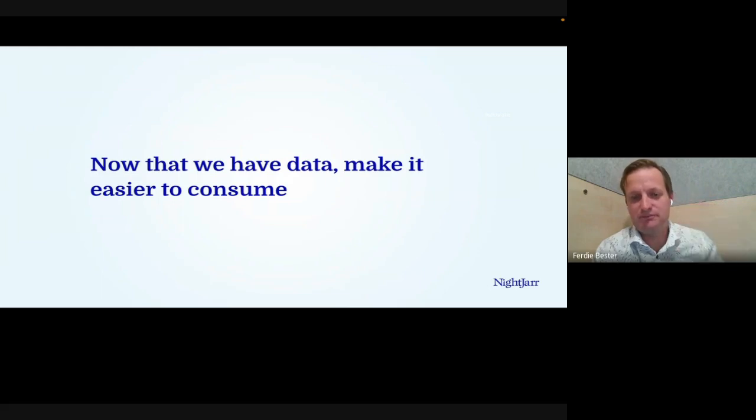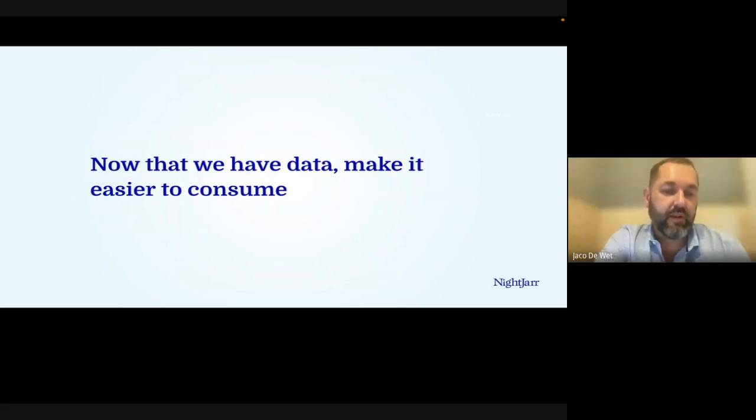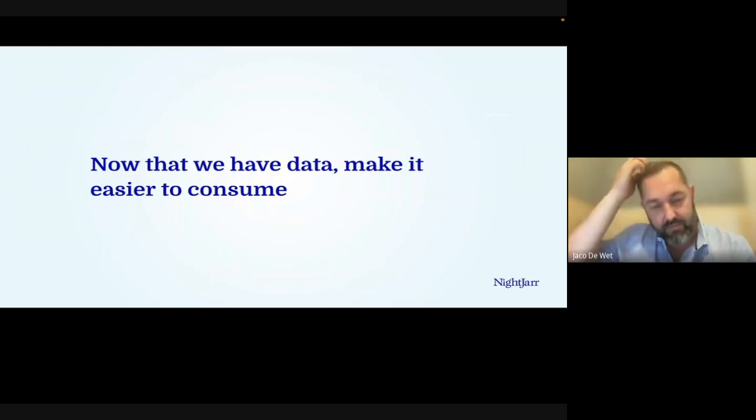Something I want to add to that, Fadi, is that this is not a one-off exercise. People need to realize that this is something you should do on a monthly basis. It's a journey that you take continuously, and you refine and polish that journey.